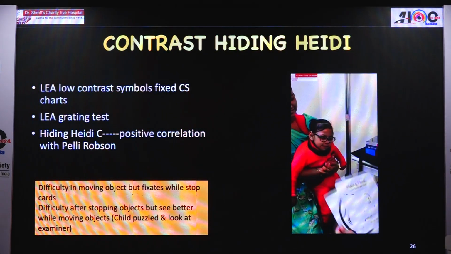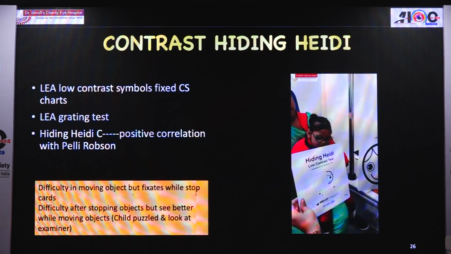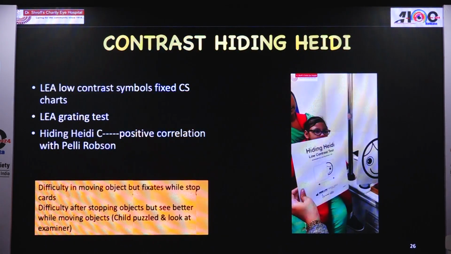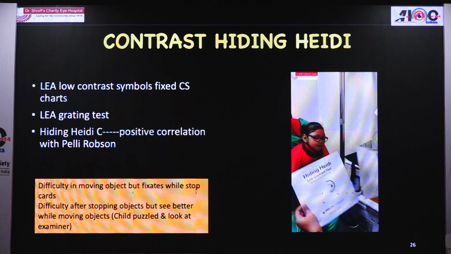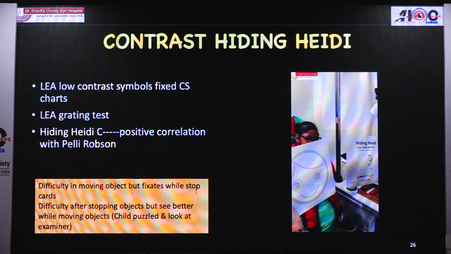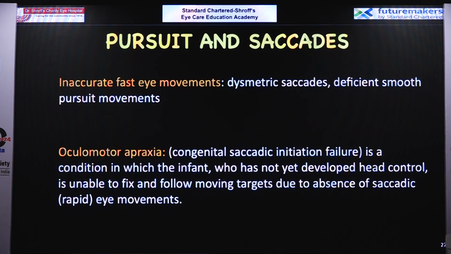Now, contrast is essential in all these children, because in the room it has to be with good contrast, where they would appreciate the faces. Lea has described the low contrast symbols, the grating test, and the hiding heidi is another one which has been proven in literature to have a positive correlation with Pelli-Robson. As we do the contrast, this has contrast from 25 to 100%, and these charts can be swapped one after the other, which will also tell whether they prefer motion or static things.